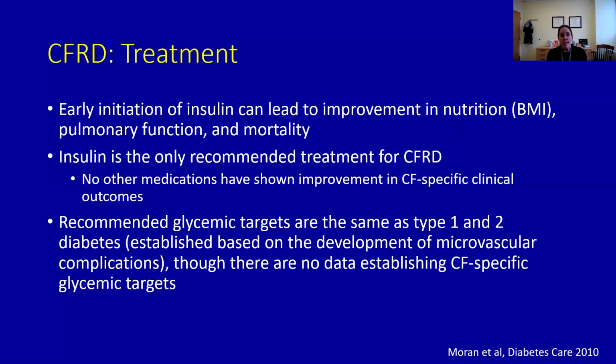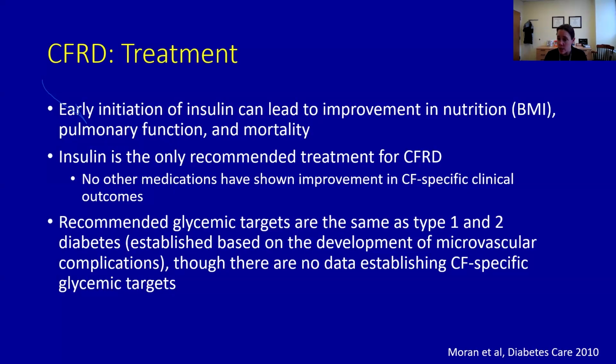And in terms of treatment, we know that the early initiation of insulin can lead to improvement in all of the bad things that diabetes can cause in this population. It can improve pulmonary function, improve nutritional status, and indirect data suggests that there may also even be a mortality benefit. And so for this reason, insulin is the only recommended treatment for CFRD at this time, really because no other medications have been able to show this kind of improvement in CF-specific clinical outcomes.